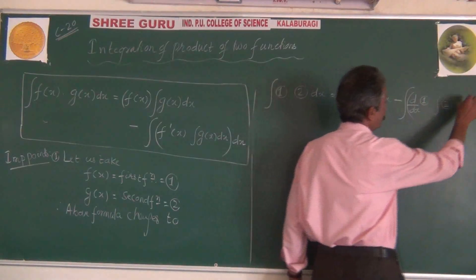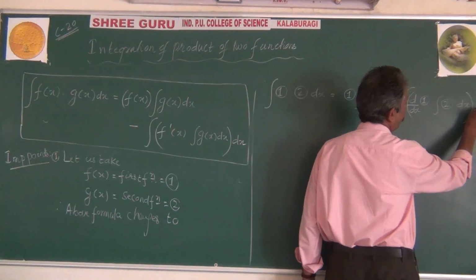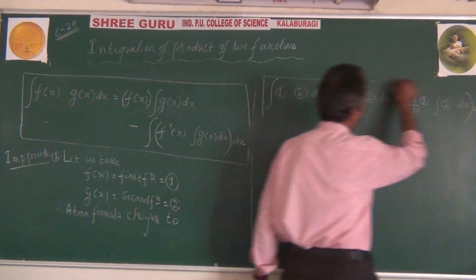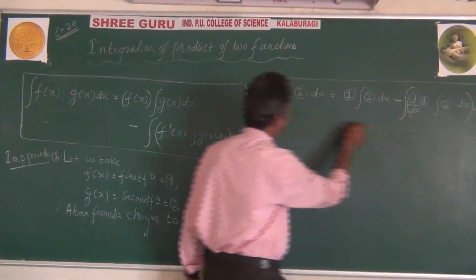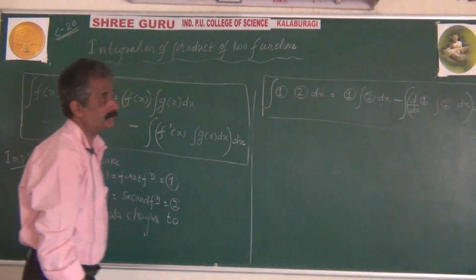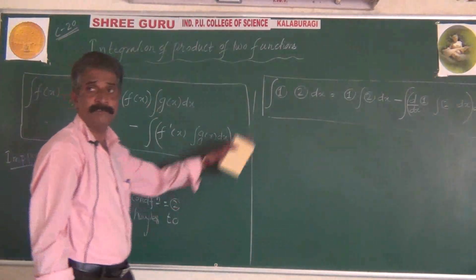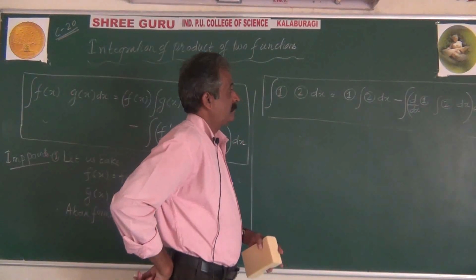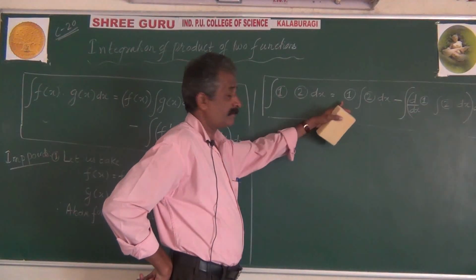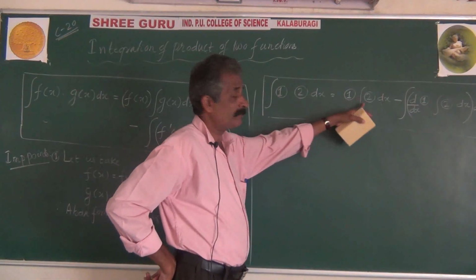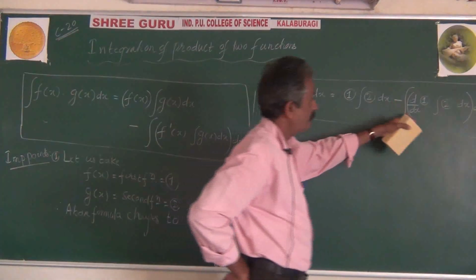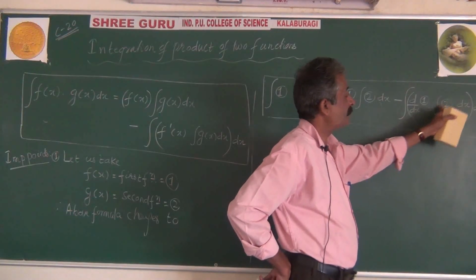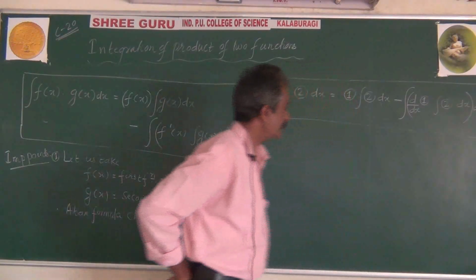And all this is to be simplified and to be integrated with respect to x. This is very easy to memorize. Integration of product of two functions form: 1 means first function, 2 means second function. So the formula says that first function as it is into integration of second function, minus symbol of integration, differentiation of first function into integration of second function dx.